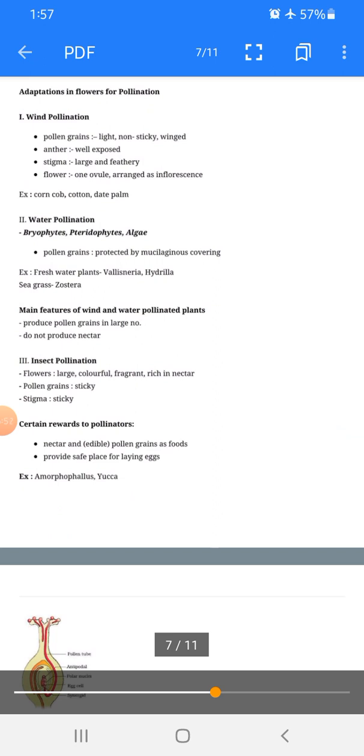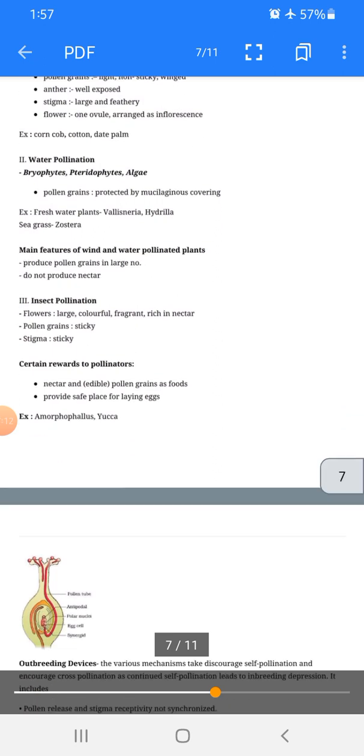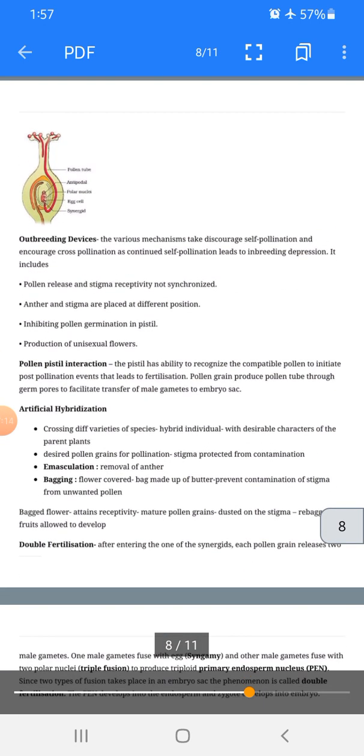Insect pollination: the flowers are large, colorful, fragrant and rich in nectar. Pollen grains are sticky and the stigma is also sticky. They give rewards to the pollinators too, like nectar and edible pollen grains as food, and provide a safe place for laying eggs, like Amorphophallus and Yucca.